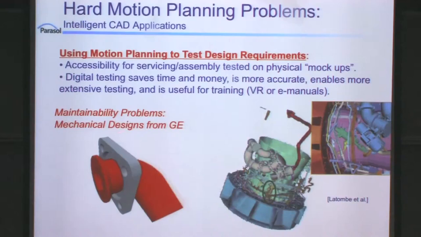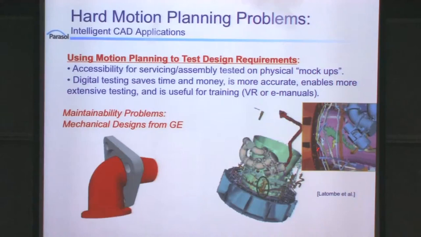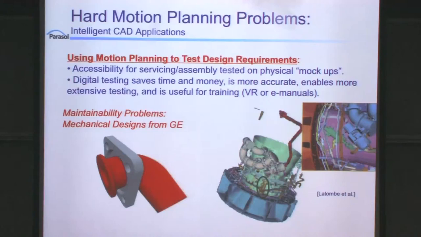There's this intelligent CAD applications. So these are all problems that arose from GE. This is one problem. This is an aircraft engine, and there's this one part here that's circled, and it's the same part here. They had a design constraint that they needed to be able to remove that part within a certain amount of time, basically for repair conditions.